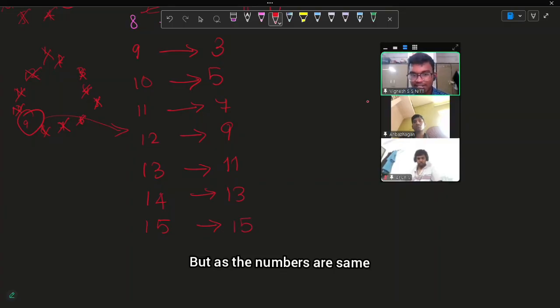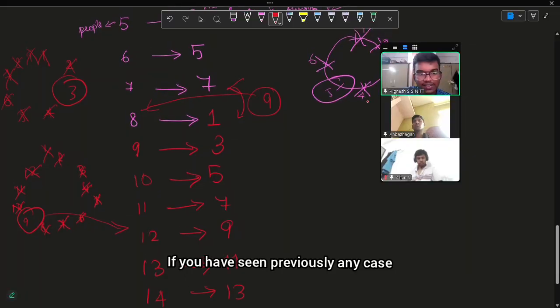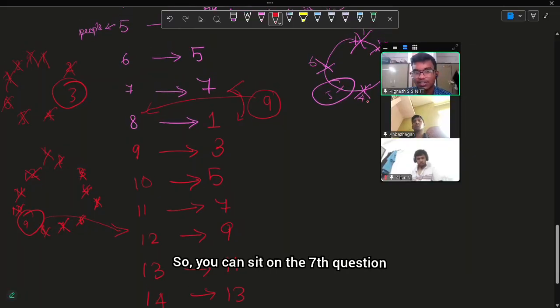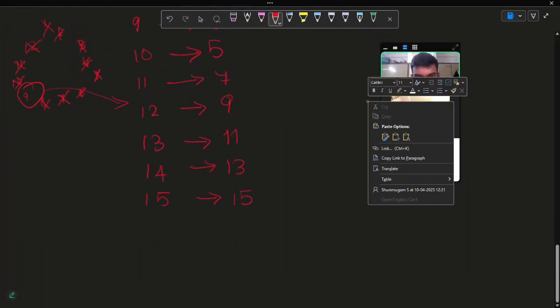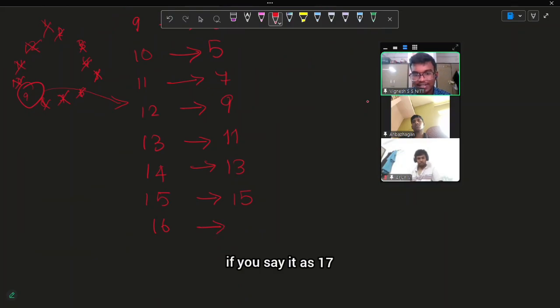But as the numbers are same, it can still come. If you have seen previously any case where the 7 is matching with 7, so you can sit on the 7th position. But for 16, if you say it as 17, it will be a mistake. In that case, you want to reset it to 1. Is that understandable? Yeah, it should make sense.